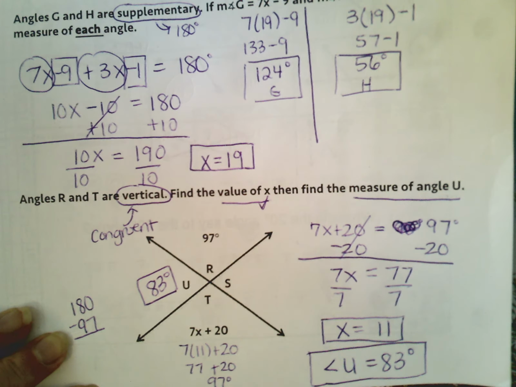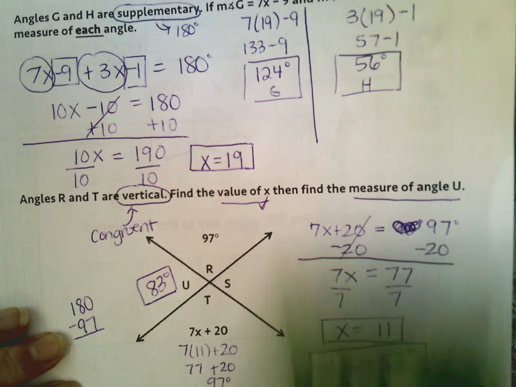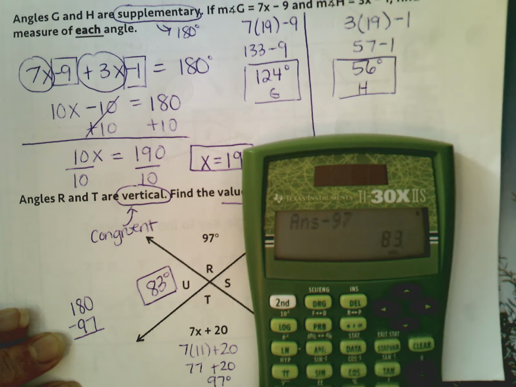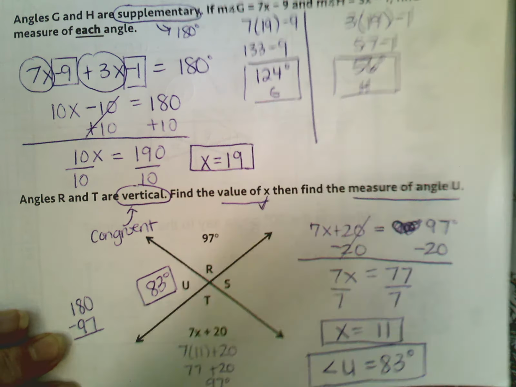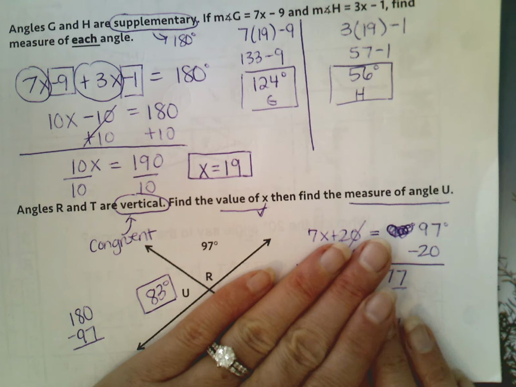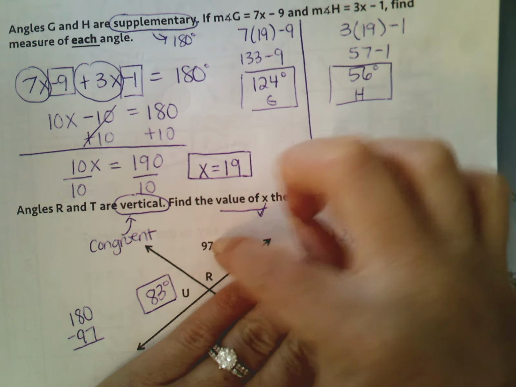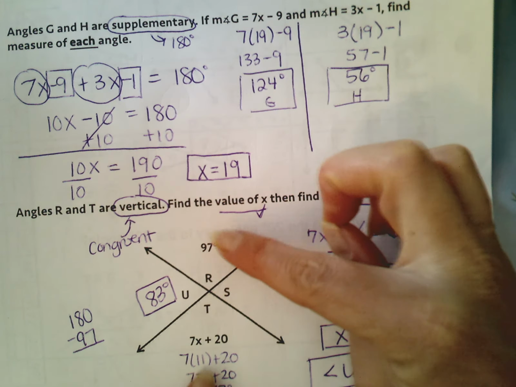Okay, you can double check that by throwing 83 plus 97 is 180 because those two create a straight line. So these two are supplementary. These two angles are vertical.